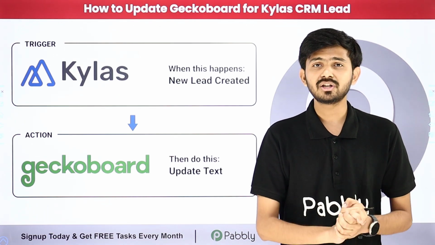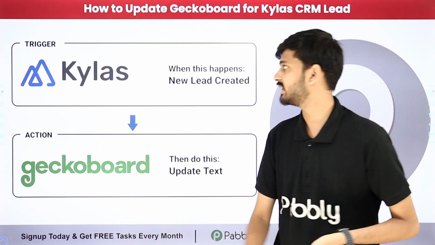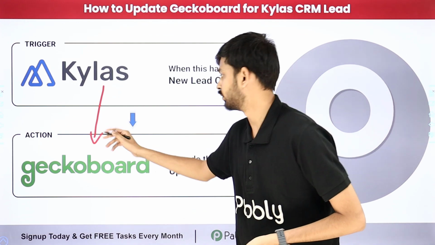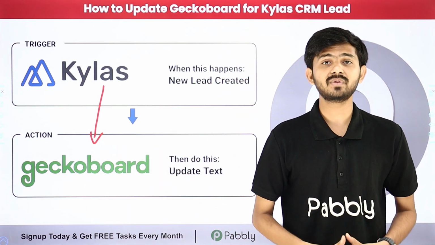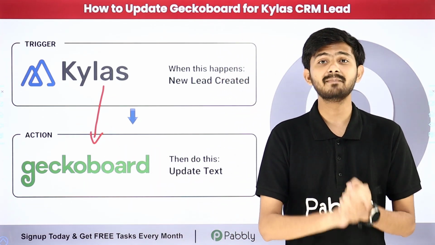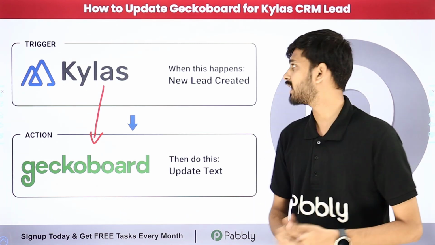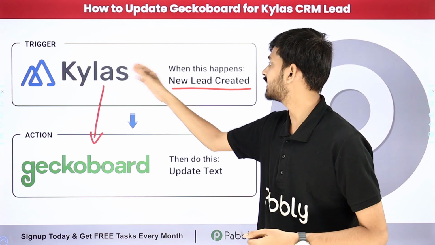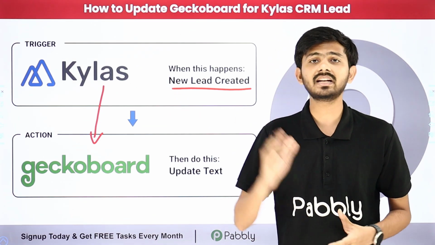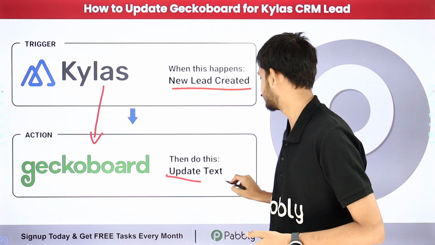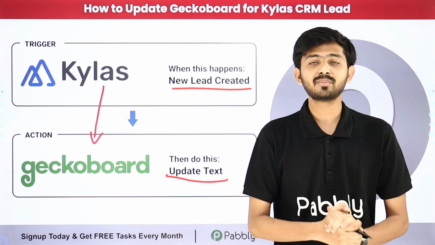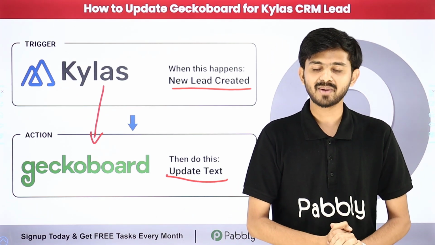So for that, what we need to do is simply build a connection between Kylas CRM and Geckoboard. For building this connection, we are going to use Pabbly Connect, which is an amazing software for automation and integration. Now with Pabbly Connect, as we add a new lead in Kylas CRM, that lead detail will automatically be updated in our Geckoboard dashboard. So how are we going to build this connection? For that, let me take you to my computer screen.